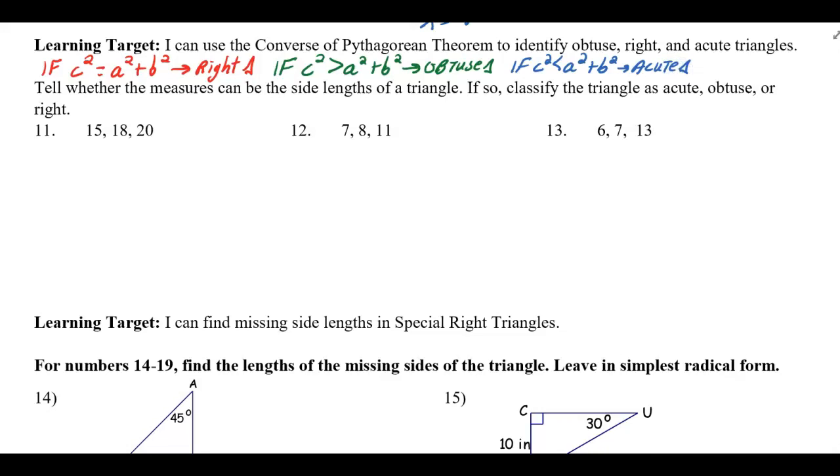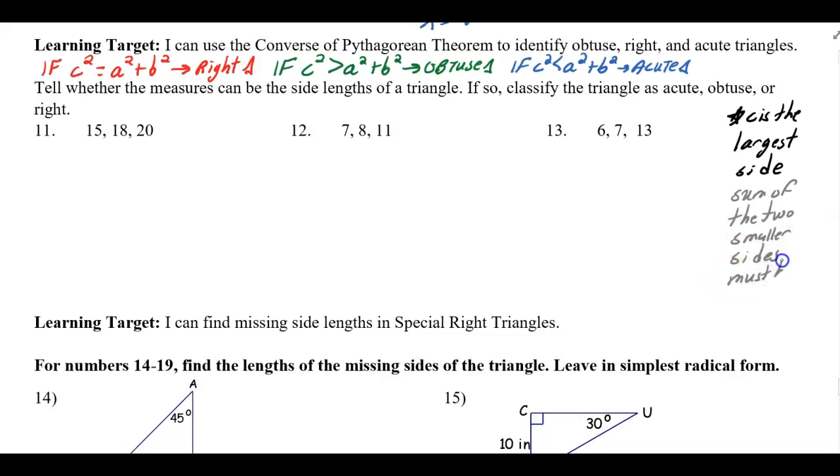We do want to remember that c is always the largest side. So c is the largest side. And the other thing we needed to remember from a previous unit is the sum of the two smaller sides must be greater than the third side, or the largest side.